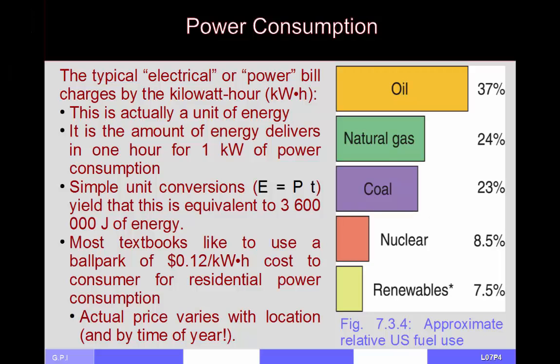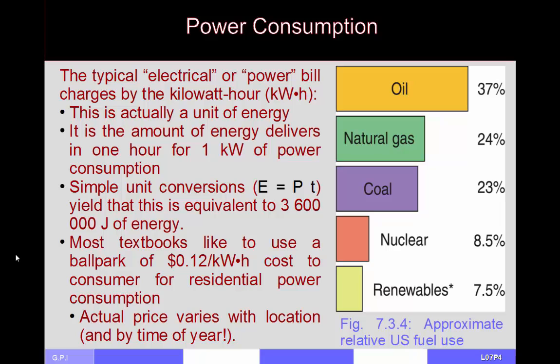Okay, so I wanted to shift gears a little bit for the rest of this lecture and talk about power consumption, because I think it may be kind of interesting. I've already mentioned that the typical electrical bill or power bill should really be called an energy bill, because they're charging by units of energy, kilowatt hours. Again, I did a simple conversion. If you multiply this power, a kilowatt, 1,000 watts, times an hour, 3,600 seconds, you end up with 3,600,000 joules of energy. Most of the textbooks at the time of writing this use a ballpark of 12 cents per kilowatt hour, and that rings about true. That's the cost to the consumer for residential power consumption.